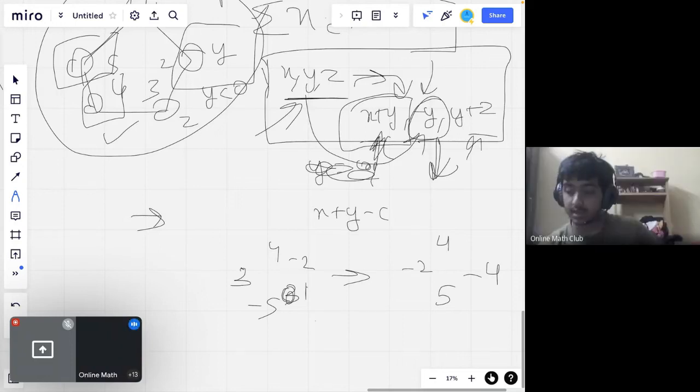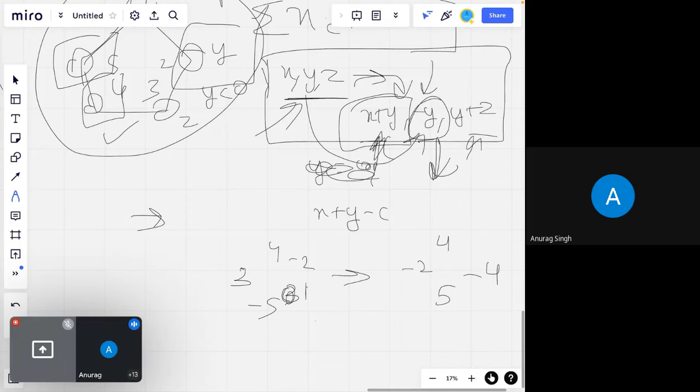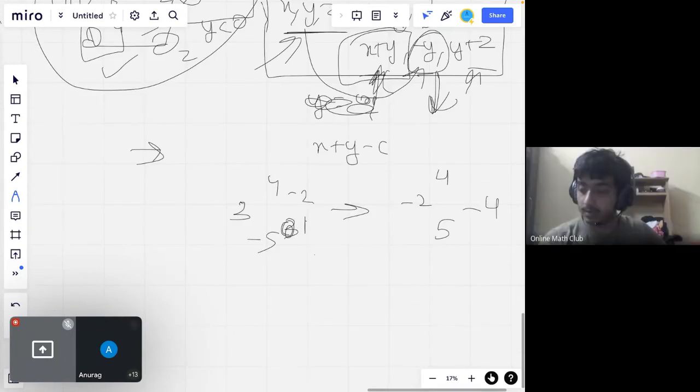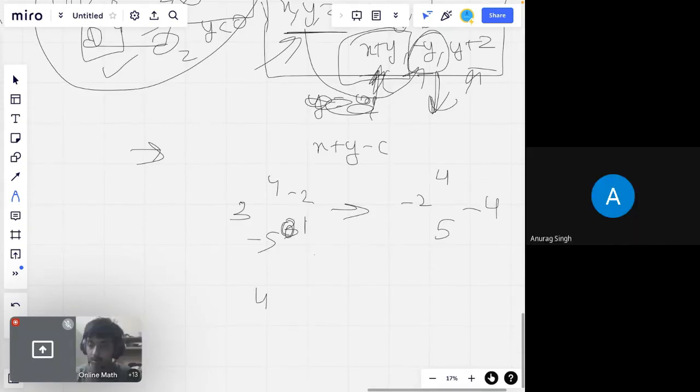Can I make this 4, 1, 3 then? Wait, let me propose 4, minus 2, 3, minus 6, and 5. The sum is greater than 0. Yes. So in the first process, I suggest you pick 4, minus 2, and 3.